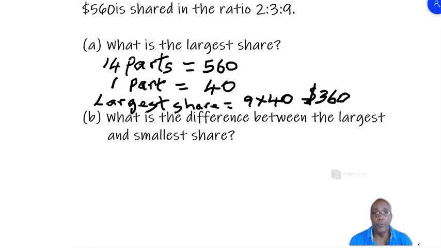That's it. If you want the smallest share, it would be 2 times 40, $80. And the middle share would be 3 times 40, $120. Again, you could have just done it straight using fractions. The largest share is 9 parts over the total number of shares, which is 14, times 560. And you would get the same answer, $360.